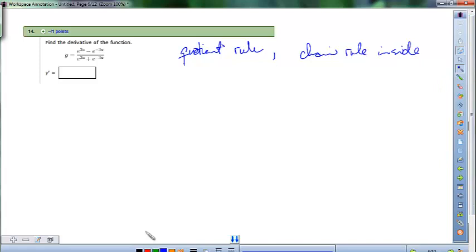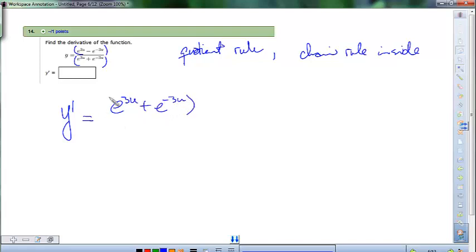Alright, let's take a look at this problem. Let's go directly to the y prime. So we'll treat this as a numerator and denominator, low d high. So low, let's start off with e to the 3u plus e to the negative 3u. And then the derivative, and let's do this carefully, and I'm going to add extra steps here that you may not need, but I think it would be good to do this when you're first learning how to do these derivatives.